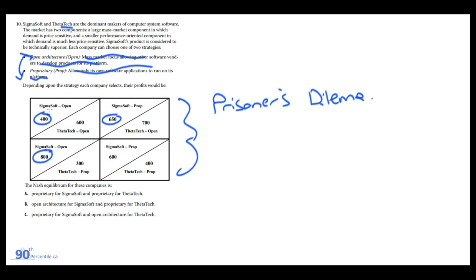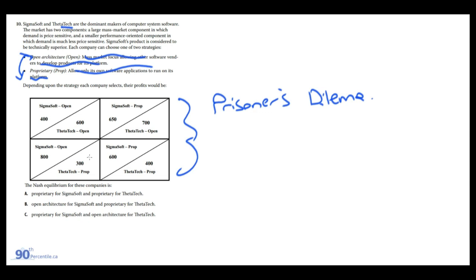So Sigma doesn't really have a decision where they're better off no matter what, right? Because here they could do 650, 600. This is one decision, and then 400 versus 800. So Sigma's kind of all over the place, right? Their values are too widespread to come up with a place where they're better off no matter what. So then I would move on to Theta Tech.